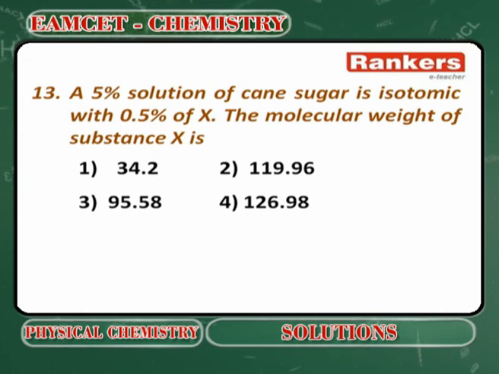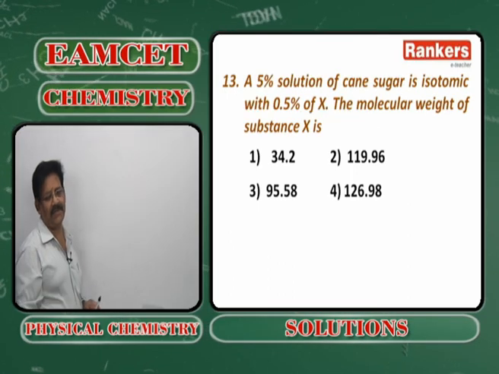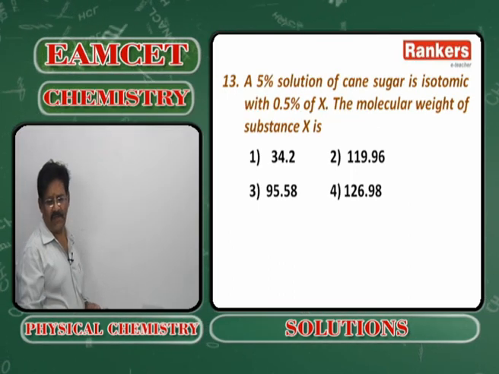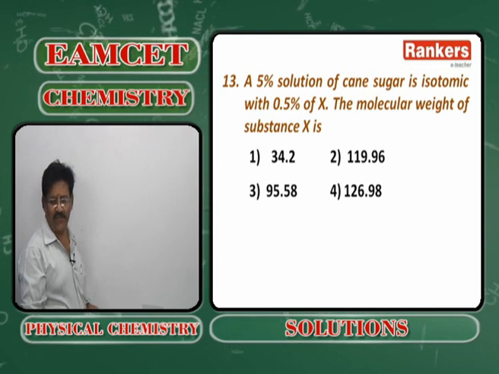A 5% solution of cane sugar is isotonic with 0.5% of X. What should be the molecular weight of the substance? Generally, what do you mean by isotonic? Solutions having the same osmotic pressure values will be considered isotonic.